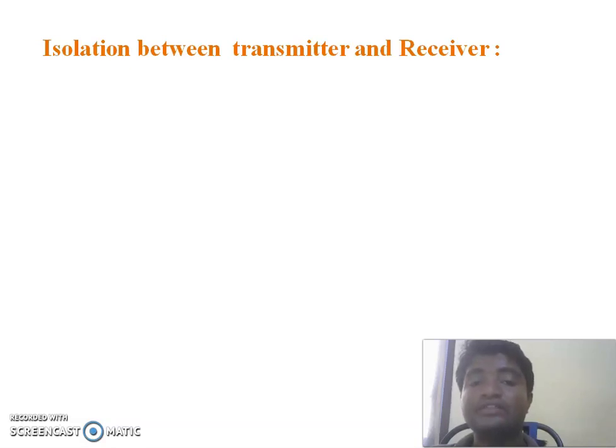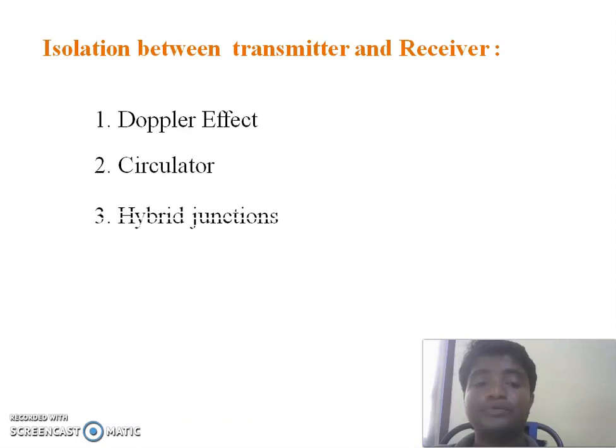Already we know that the transmitted signal frequency is f0 and the received signal frequency is f0 plus or minus fd. The transmitted and received signal frequencies are different. Based on this, we can provide the isolation by using the Doppler effect. And second, by using microwave devices such as magic tees, circulators and hybrid junctions, we can provide the isolation between the transmitter and receiver.